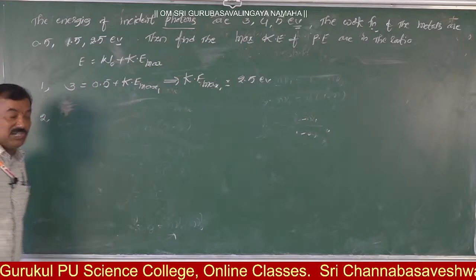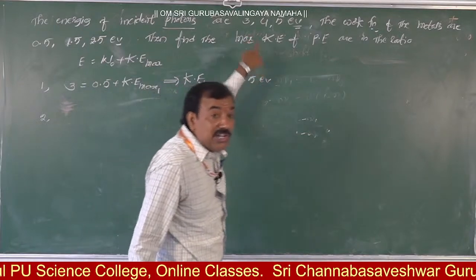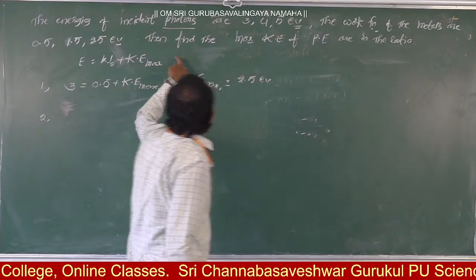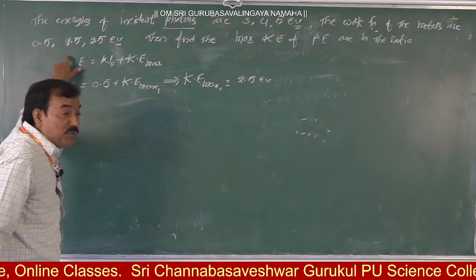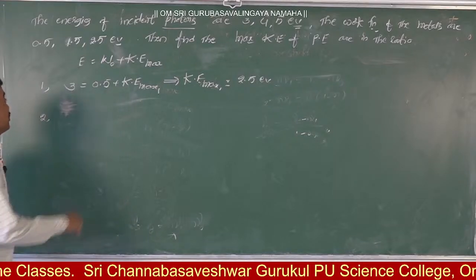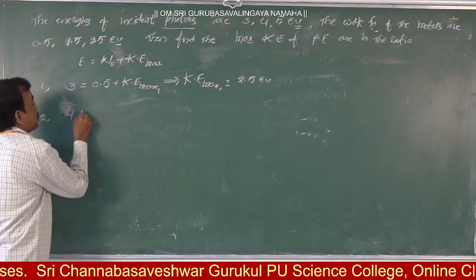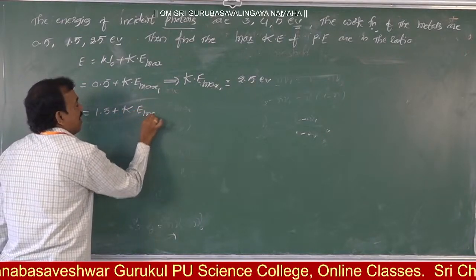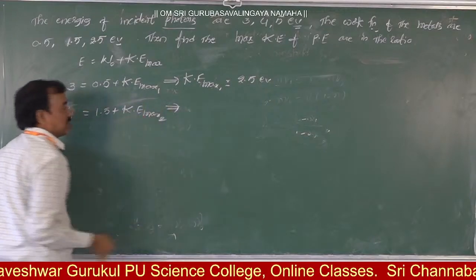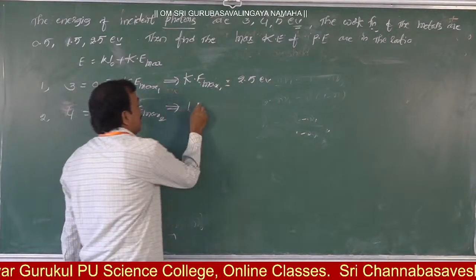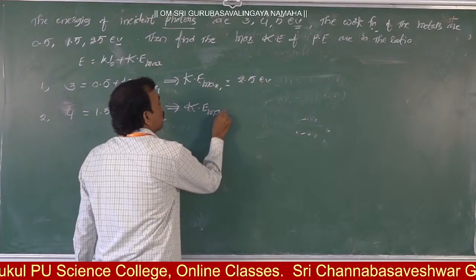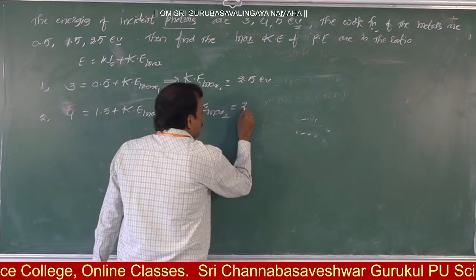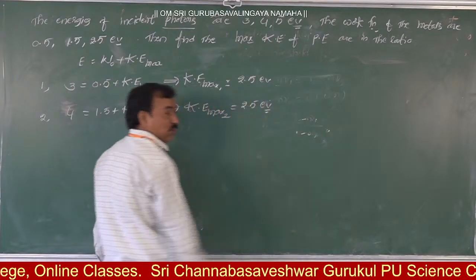In the second case, the photon energy is equal to 4 electron volt, which is incident on this second metal. The second metal work function is given as 1.5 only. So 4 is equal to 1.5 plus Ke max. So what is the Ke maximum 2 equation here? This Ke maximum 2 is equal to 4 minus 1.5, which is also equal to 2.5 electron volt.